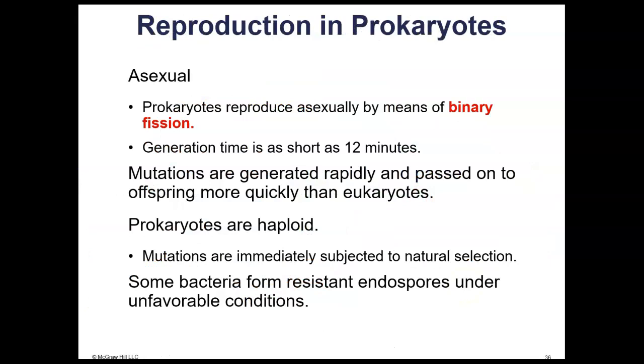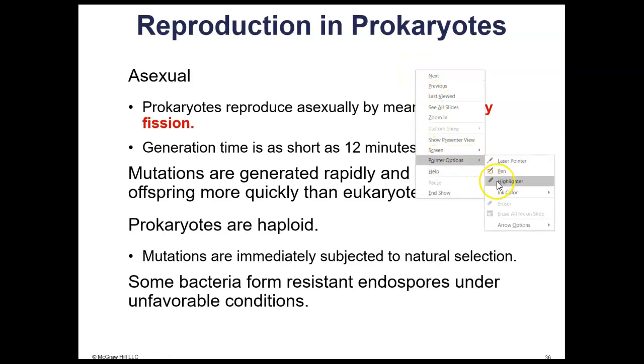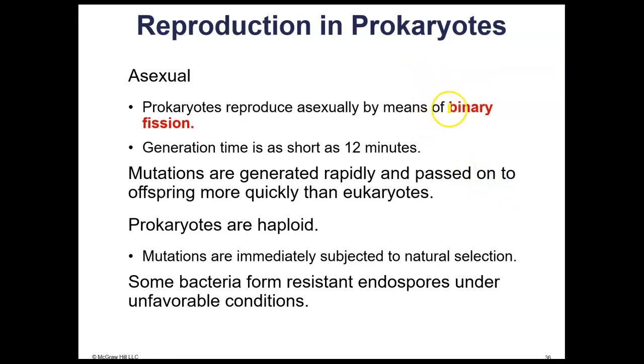Okay, so let's move on to the next page. Reproduction in prokaryotes is typically asexual reproduction, and it is called binary fission, which literally means to split in half. So prokaryotes reproduce asexually. Sometimes they can reproduce in as fast as 12 minutes. One prokaryotic cell can divide into two as quickly as 12 minutes.